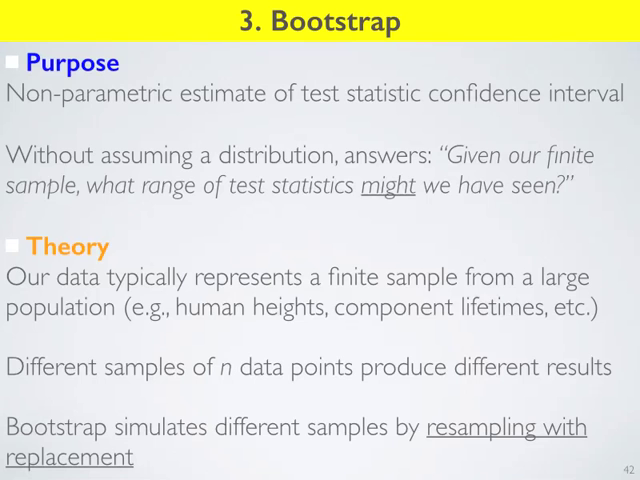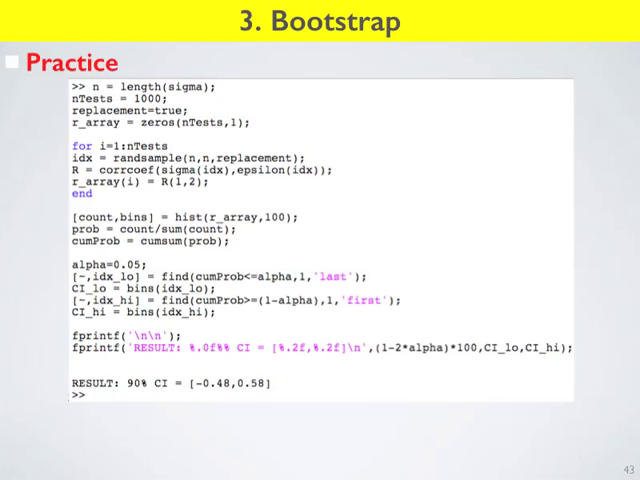Okay, so how do we put this into practice? Here's the MATLAB code. We compute n, which is the length of our sigma vector. We do 1,000 tests. We could do a different number of tests. We assign the value true to this replacement flag, which we're going to use in 1 second. There's nothing fancy going on here. This is just a variable called replacement, and it happens to have the value true. Then we pre-allocate our R array, which is going to be a 1,000 by 1 vector, which is going to hold our results.